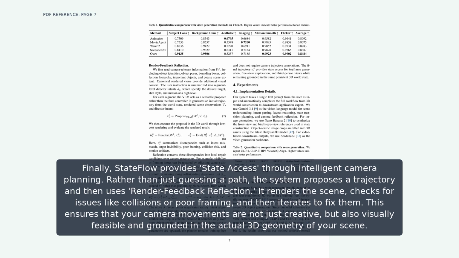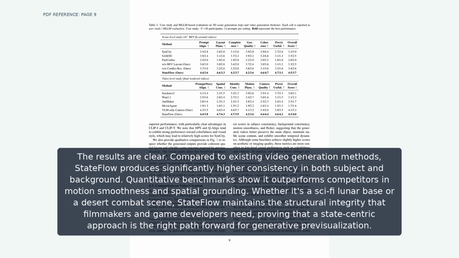Finally, StateFlow provides state access through intelligent camera planning. Rather than just guessing a path, the system proposes a trajectory and then uses render feedback reflection. It renders the scene, checks for issues like collisions or poor framing, and then iterates to fix them. This ensures that your camera movements are not just creative, but also visually feasible and grounded in the actual 3D geometry of your scene.